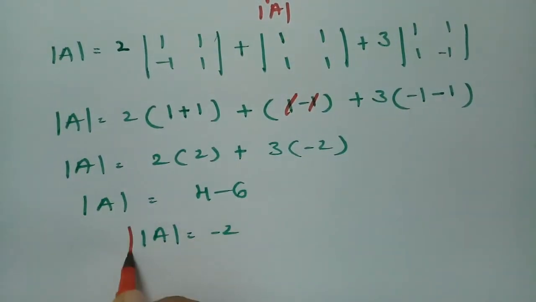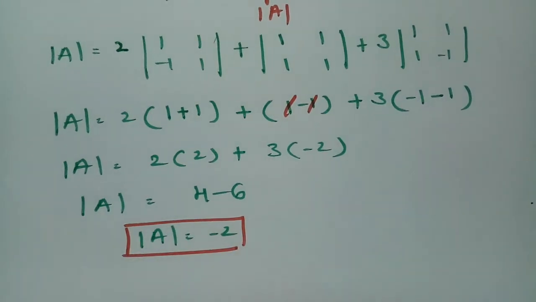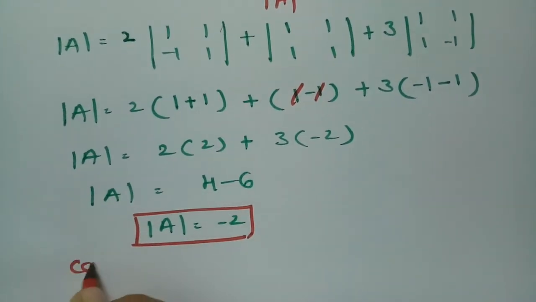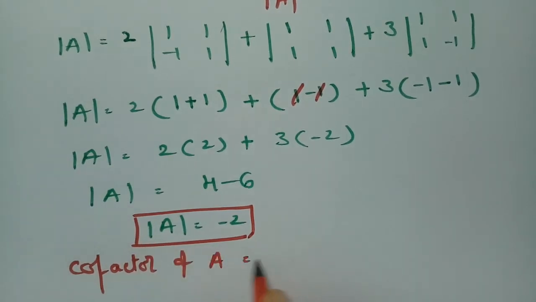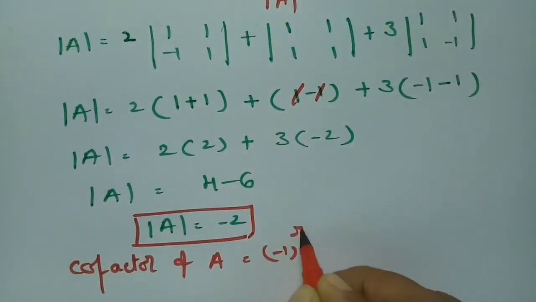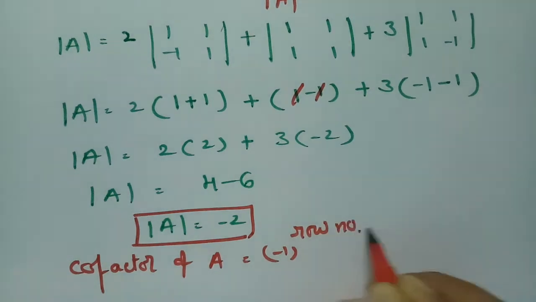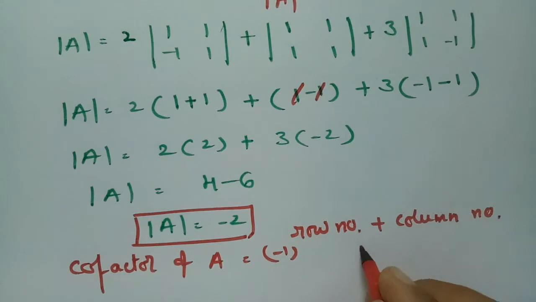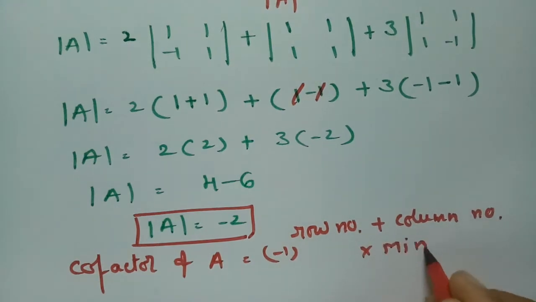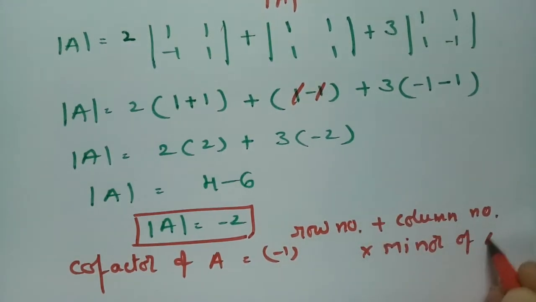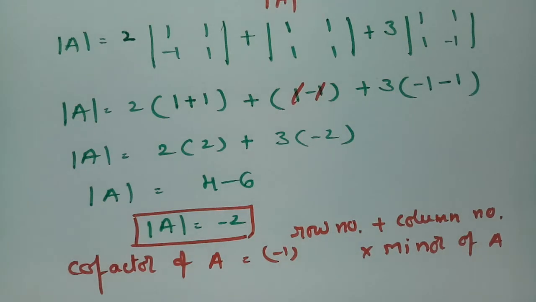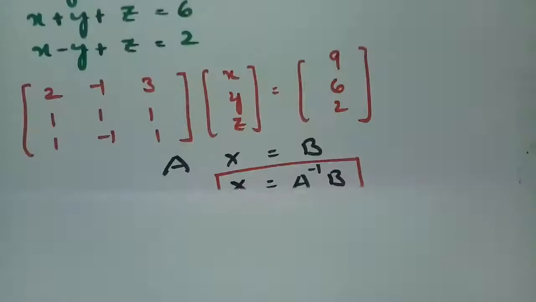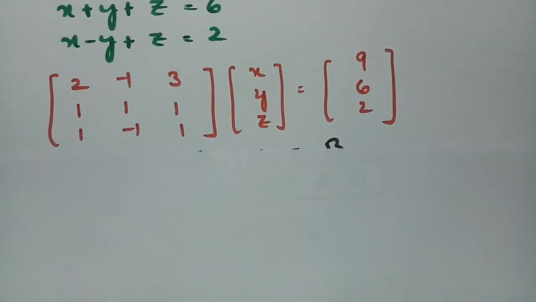After getting the determinant value, I have to find the cofactor of the matrix. How to find the cofactor of matrix A? It is nothing but minus 1 power, this is row number plus column number, into the minor of the matrix A. So we have to find out the minor of A. Now I have to find the cofactor of the matrix. For finding the cofactor, what is the matrix here?